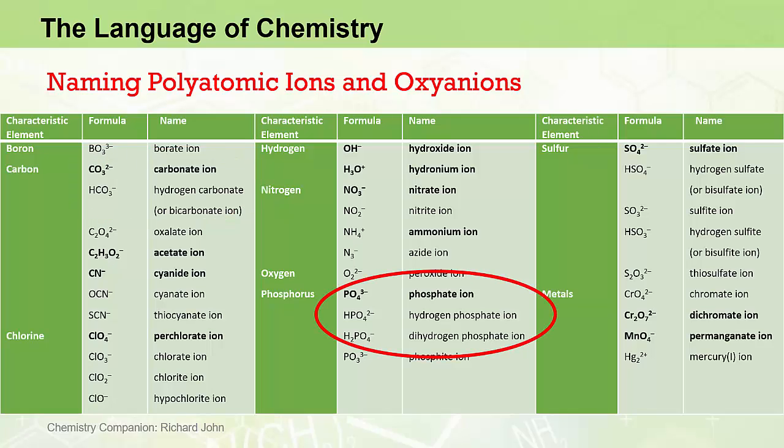Another common example is phosphate, which becomes the hydrogen phosphate ion when 1 H+ ion is added, or the dihydrogen phosphate ion when 2 H+ ions are added. Again, note the change in charge each time a H+ ion is added.